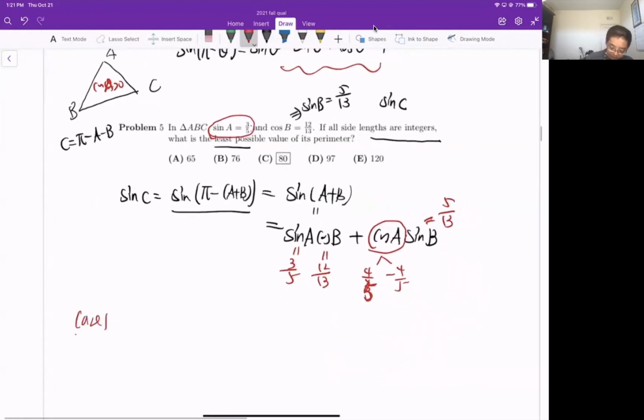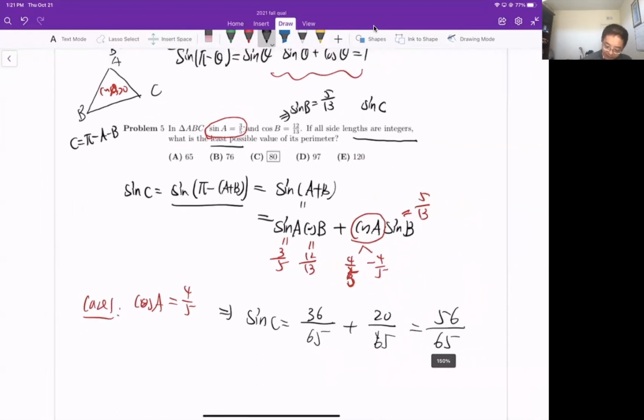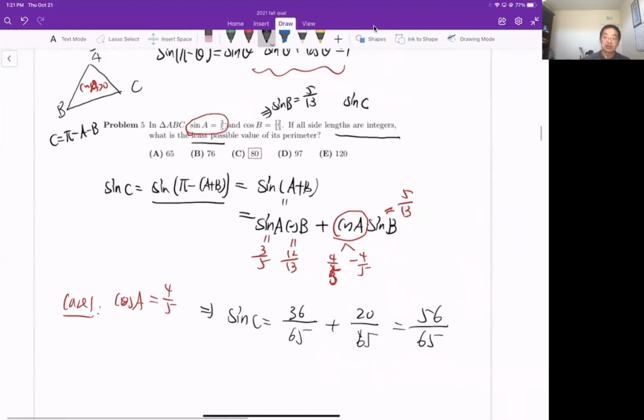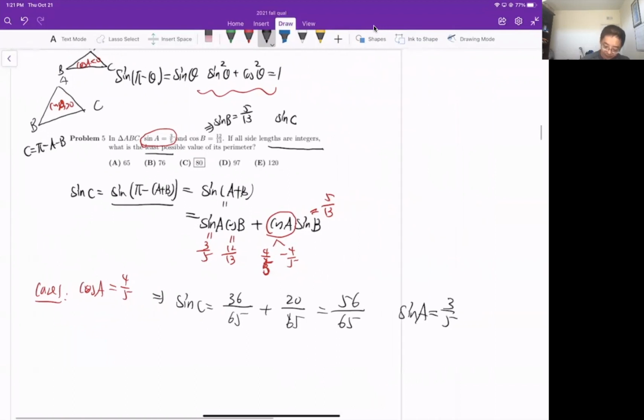Okay, so case one. If cosine A equals 4/5, and then we'll get sine C will be 36/65 plus 20/65. So what we get is 56/65, right? We get a 65, right? And that's one. Now, for the other case, we have sine A equals 3/5, sine B equals 5/13.